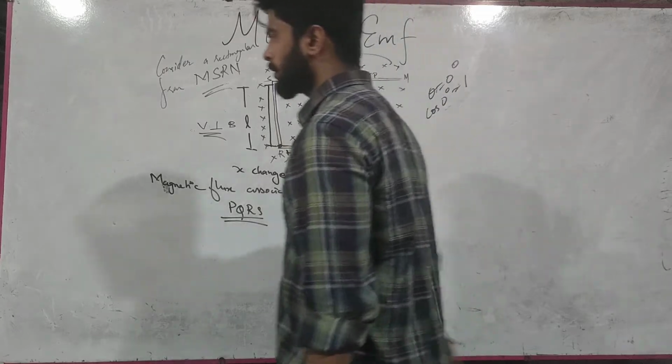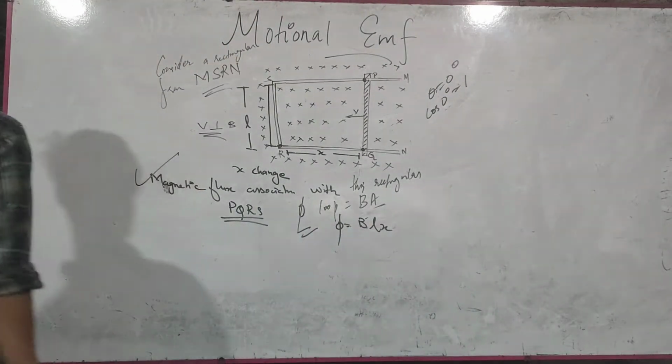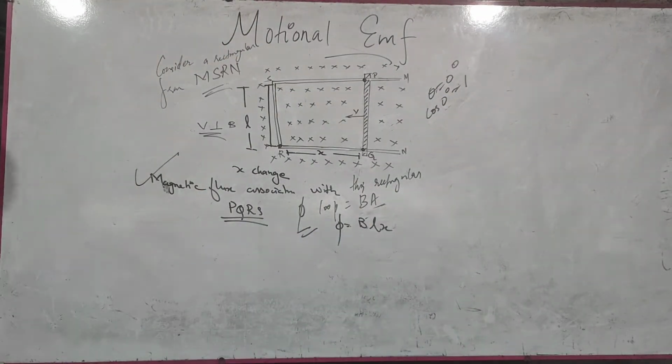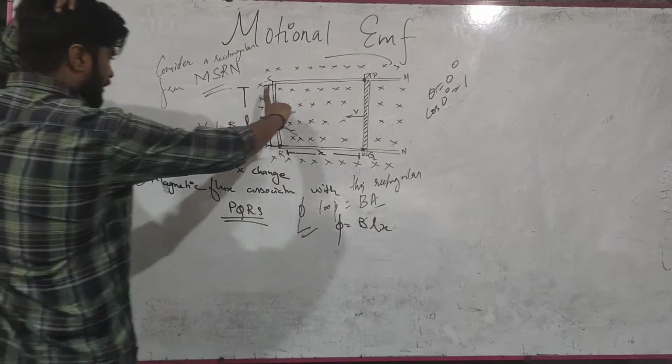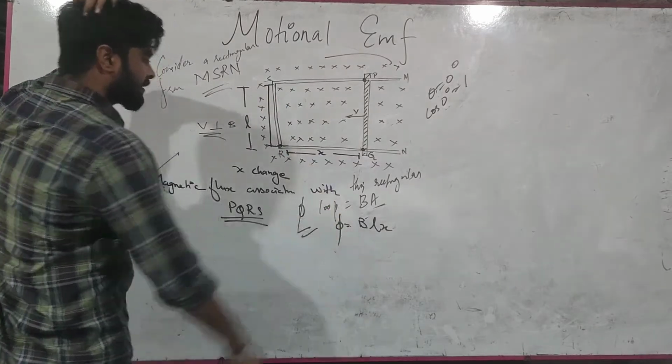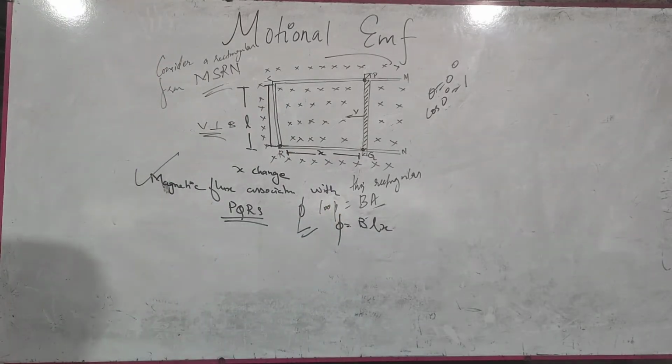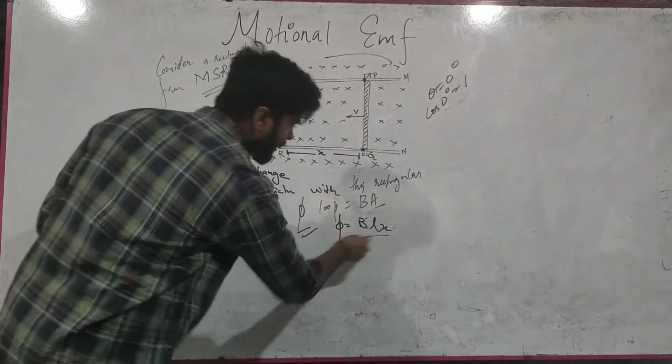So the magnetic flux associated with that rectangular loop PQRS, phi, is B into A. The area is length into breadth. So here you have length L and x as the breadth, so the area will be LX. So phi will be BLX.